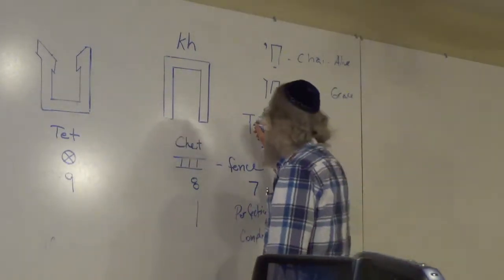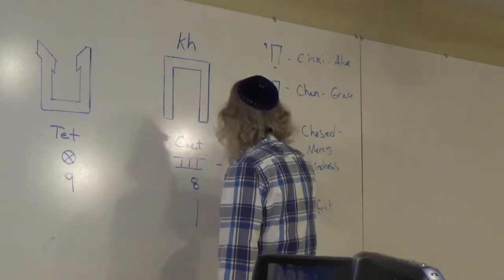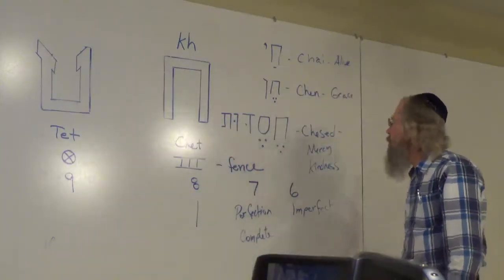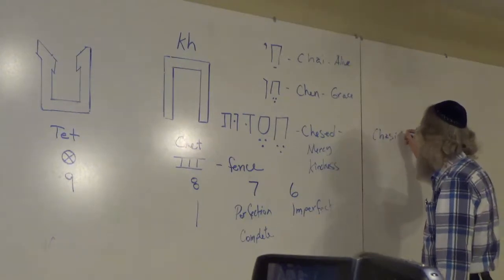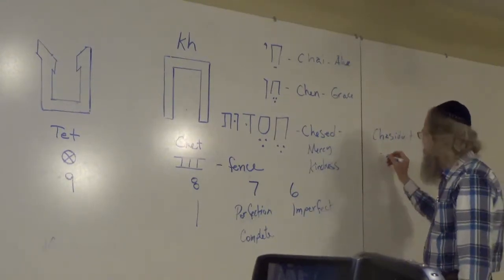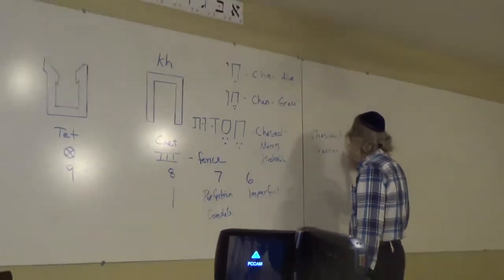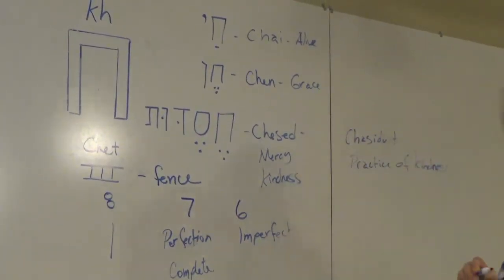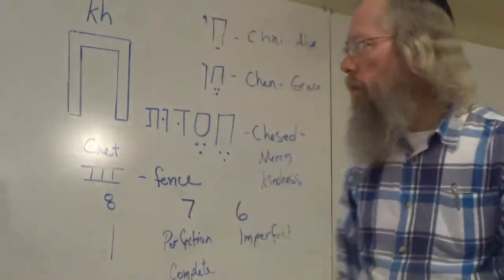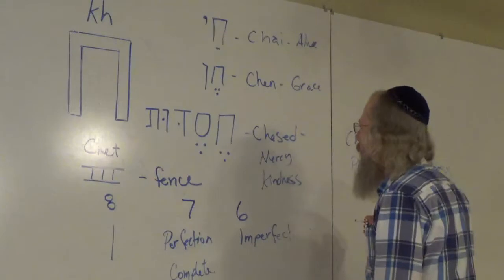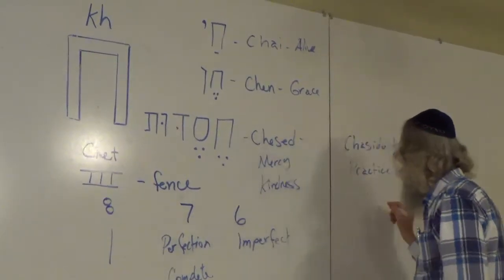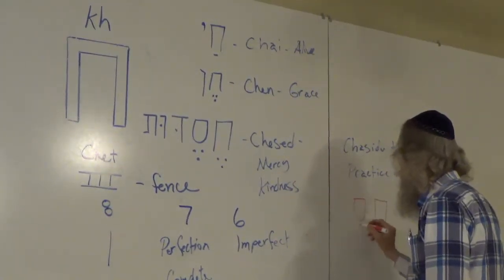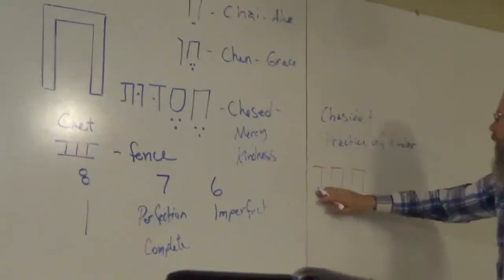If I said chasid, if I put those on there, chasidut, this is the practice of kindness. The practice of kindness. It is from chasidut that we get, I don't know if you can see this, chassid. Can y'all see that? The red?